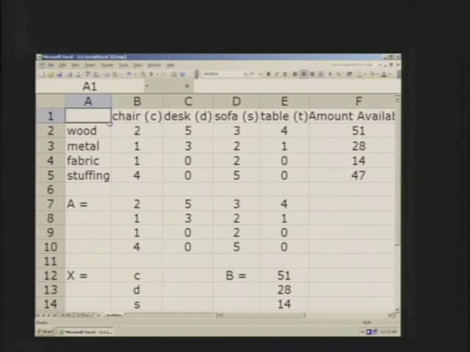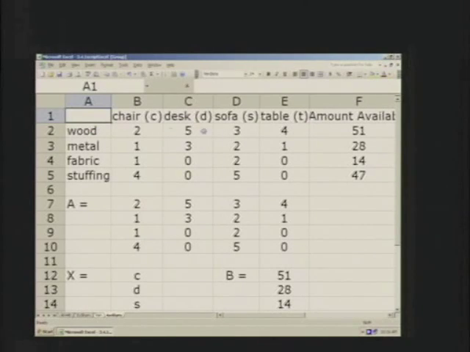Our data table tells us that our row headings are wood, metal, fabric, and stuffing. So reading across the first row, a chair uses 2 units of wood, a desk uses 5 units of wood, one sofa uses 3 units of wood, and one table uses 4 units of wood, for a total amount of wood available of 51 units. For metal, we have 1 unit of metal for each chair, 3 for each desk, 2 for each sofa, and 1 for each table, for a total amount available of 58.